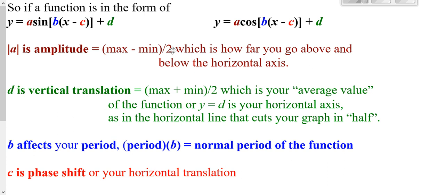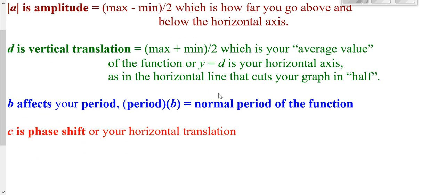D, what's being added, is your vertical translation, which is the y equals d horizontal line that cuts your graph in half. So half is above, half is below. And if you're looking at a graph trying to work backwards to find the equation, it's max minus min divided by 2.